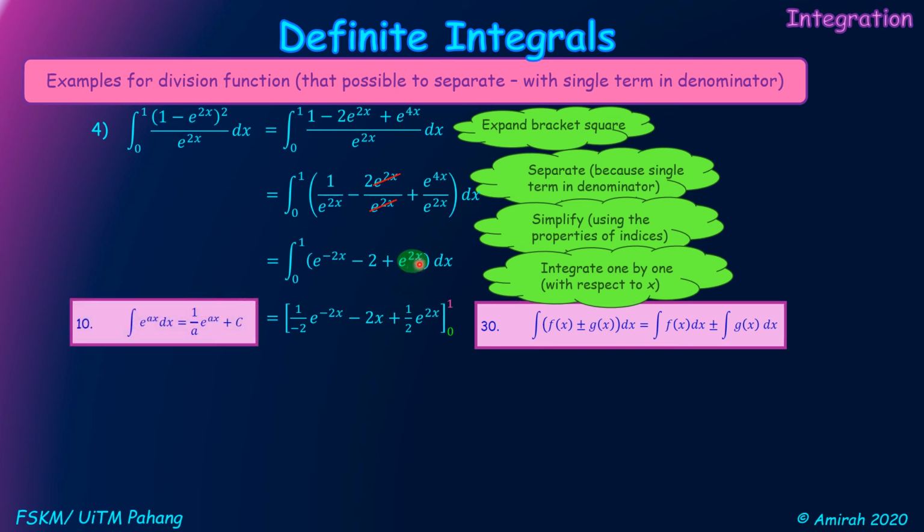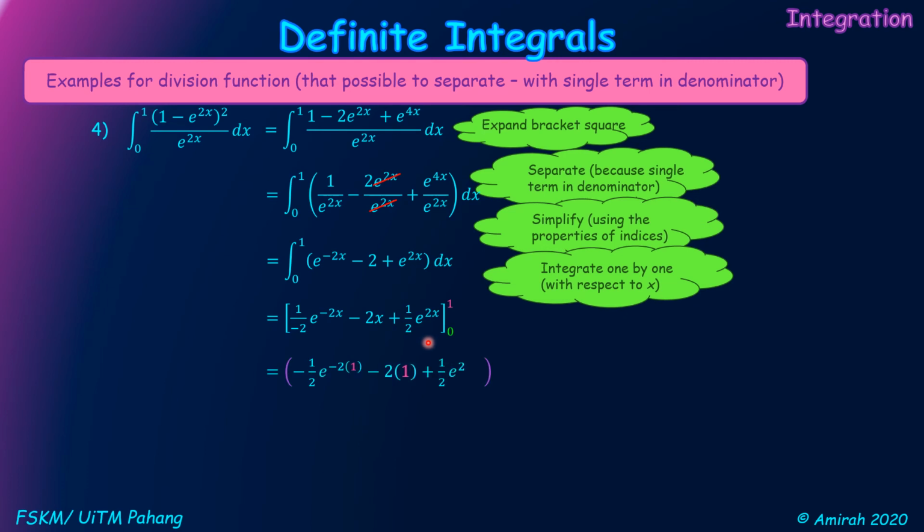And then to integrate e to the power of 2x, we can use integration of e to the power of ax dx. Now our a equals 2. So the formula gives 1 over a, which means 1 over 2, times e to the power of ax, which means e to the power of 2x. That's why we get this. Okay? And then this is a definite integral, which means we have a lower limit and an upper limit. So we must write square brackets, and then from lower limit 0 to upper limit 1. No plus c. Okay?